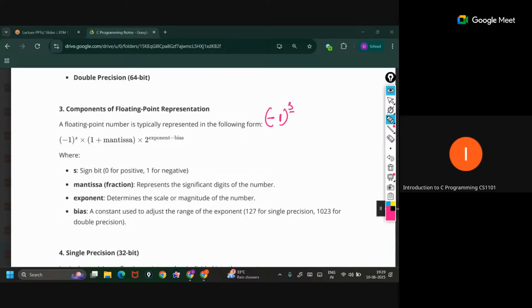If the sign bit is 0, it's positive. If it is 1, it's negative. So anything to the power of 0, what is the value? 1. And anything to the power of 1 gives the same number with a minus sign. So this is to represent the positive or negative value. After that, we take (1 plus mantissa) times 2 to the power of (exponent minus bias). That depends on whether it is single precision or double precision.